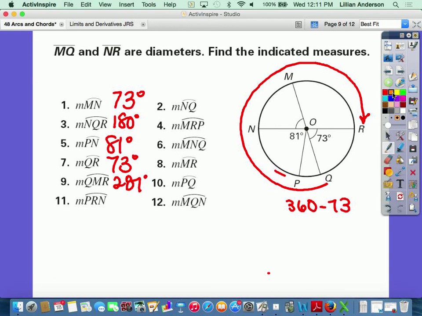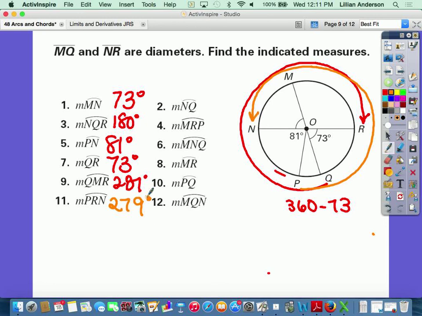For the next one, PRN, P to R to N. 279. And you get that from doing what? By adding P to R and then R to N. That's one way you can do it. What's another way? 360 minus 81. Either way, you still get 279. You see how it works? Also, take a look. The ones that are labeled with 3 letters, weren't they bigger than 180? Yes. So there you go.